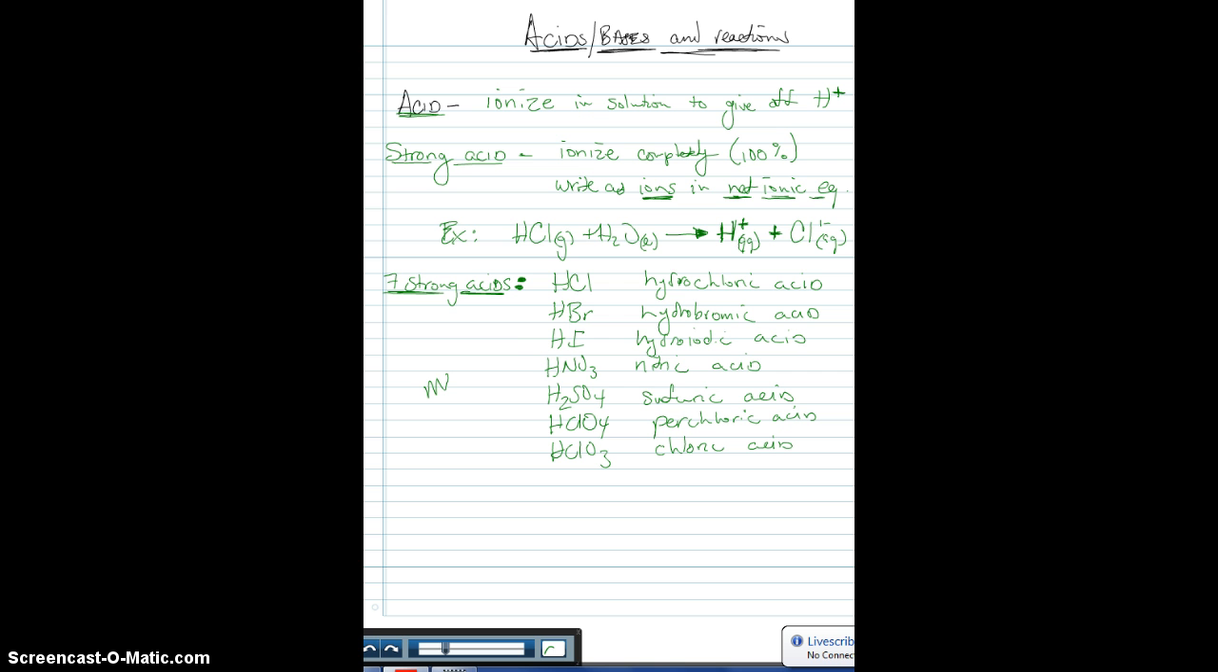These are 7 that you've got to commit to memory as being the 7 strong acids. And you'll see on our next test, there's just going to be a question that says, what are the 7 strong acids, and what are their formulas, and you'll have to write them. So commit them to memory because we're going to use them very often.